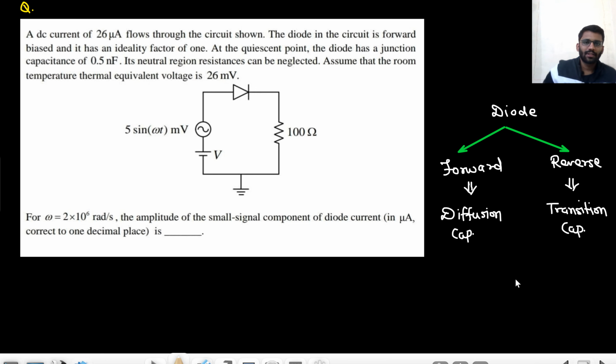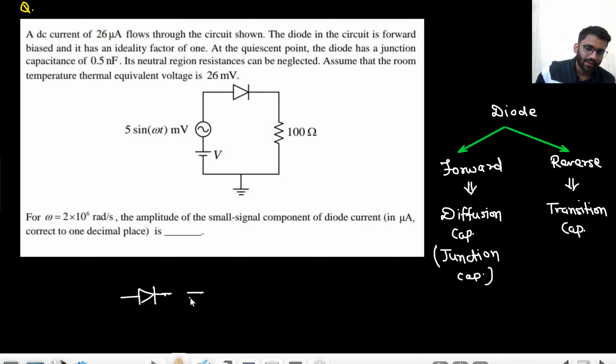Okay, and this diffusion capacitance is sometimes called junction capacitance as well. Here it is given as junction capacitance as well. Actually, you also don't need to remember which one is called junction and which one is called transition. Basically, if the diode is having this junction capacitance, how will you show it in the circuit diagram? You will just show it in parallel here, so the C junction will be placed in parallel.